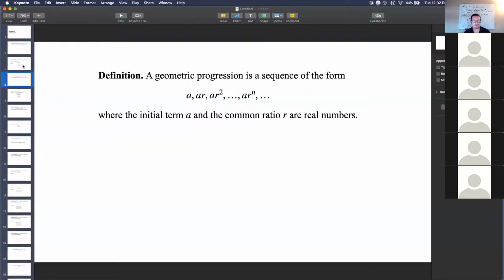All right, so let's look at a special type of sequence. A geometric progression is a sequence of the form a, ar, ar squared, up to ar to the power n. Here, a is called the initial term of the sequence, and r is called the common ratio of the sequence, okay? And these are both real numbers. You can think of r also being next to a here, but the power is 0. So r to the power of 0 is 1 times a, r to the power of 1 times a, r to the power of 2 times a, and so forth and so on.